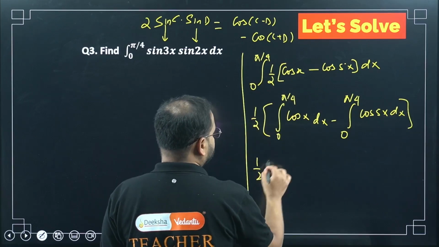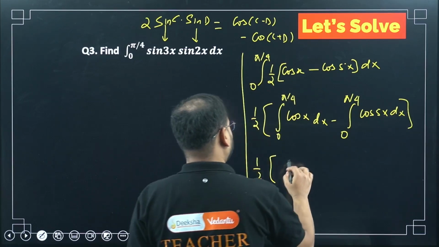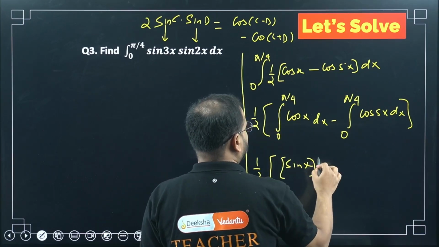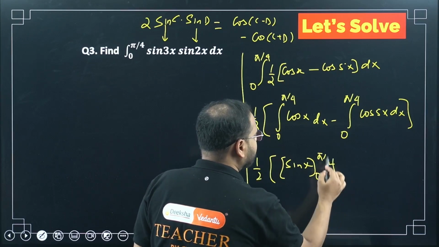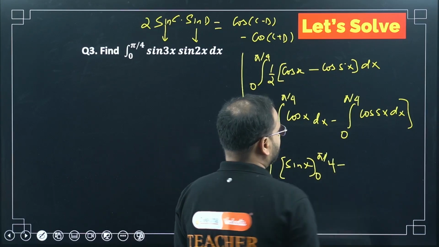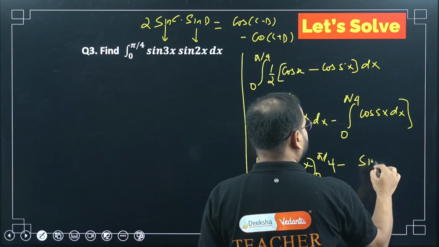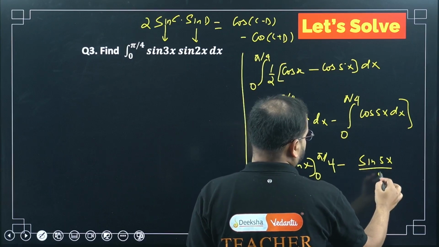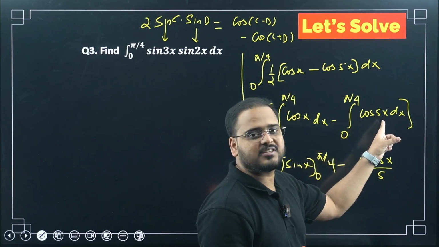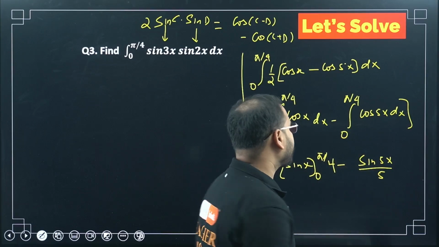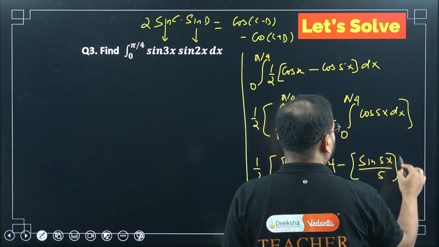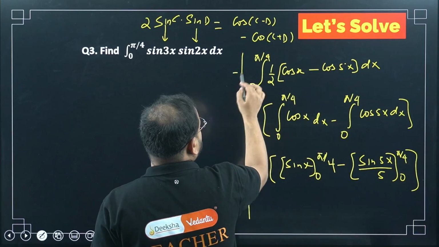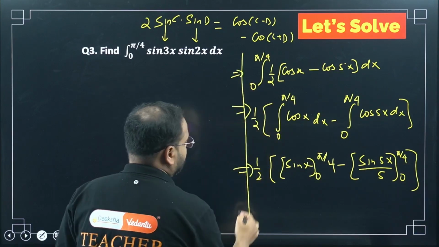Okay, integrate this part. How much am I going to get? Cos x integration is sin x, right? What is the limit? 0 to pi by 4. Next part, minus, simply sine of 5x upon 5. 5 will come because cos ax integration is sine ax upon a. The limit is again 0 to pi by 4. Close the bracket. These are my steps. I hope you can see this.